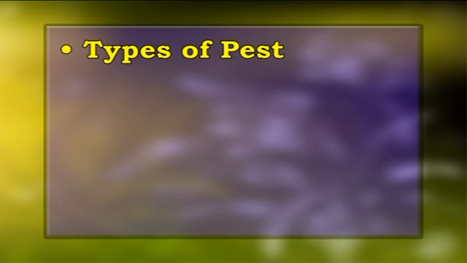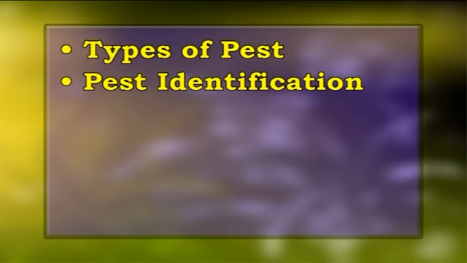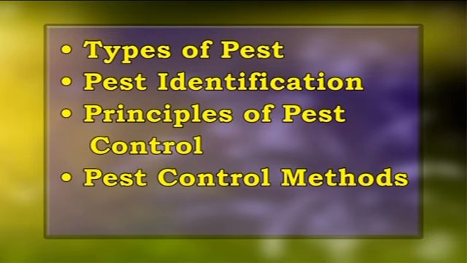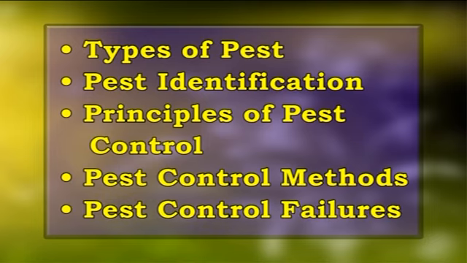Hence, in this episode, the following aspects are going to be seen: types of pest, pest identification, principles of pest control, methods, and pest control failures. Let us come to the first aspect.